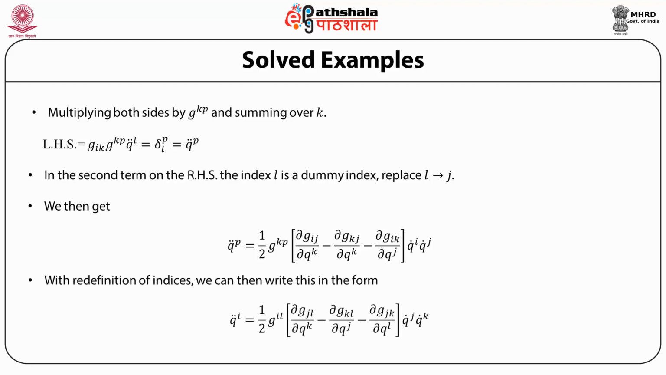We redefine the indices, and this can be written in the form that q_i double dot is a half g_il (partial derivative of g_jl with respect to q_k minus partial g_kl by partial q_j minus partial g_jk by partial q_l) multiplied by q_j dot q_k dot, which is the desired result. And in fact, the term within the brackets is the familiar Christoffel symbol.